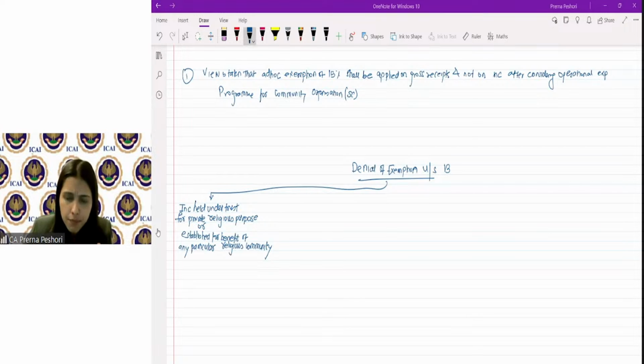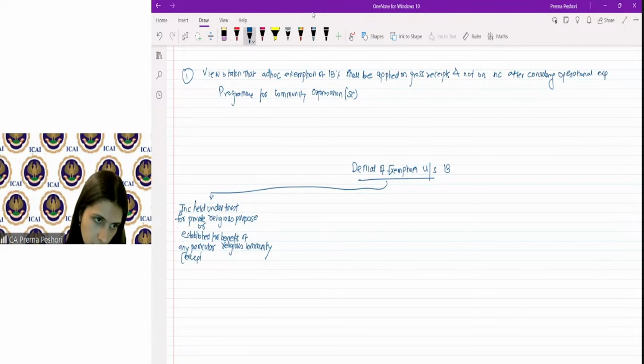So, for example, if the trust is established for any private purpose or for any particular community, except if it is for the benefit of scheduled caste, scheduled tribe, then it is not considered as being for the benefit of a particular religious community. But if the trust is established for only one particular community, then the exemption in that case will be denied. So you can write: except for scheduled caste, scheduled tribes. Okay. So basically the purpose here is that the trust should not promote one particular religion. If that is the case, then the exemption will be denied to you.